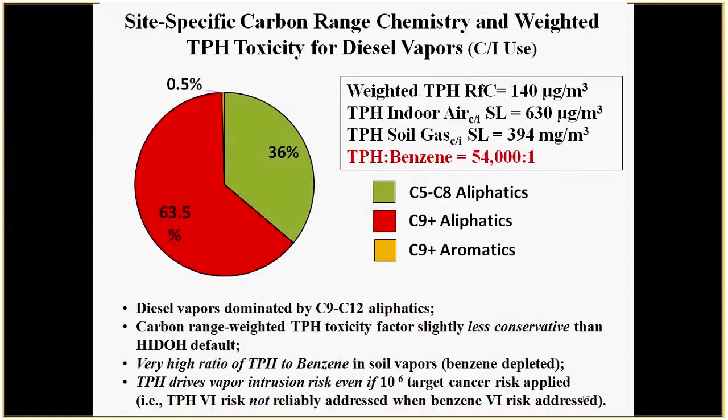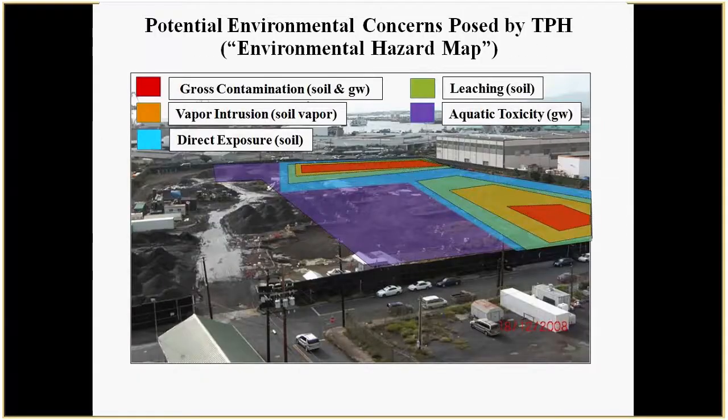Then we use this data. This is what I like getting to, something you can hand the remediation people and the risk assessment people. Here are the problems at the site. We call these environmental hazard maps. Here's where you have gross contamination concerns. Here's the area of contaminated soil and groundwater. You have vapor intrusion concerns, and leaching, and direct exposure, and aquatic toxicity. And then they use this to develop a remediation plan and for long-term management.